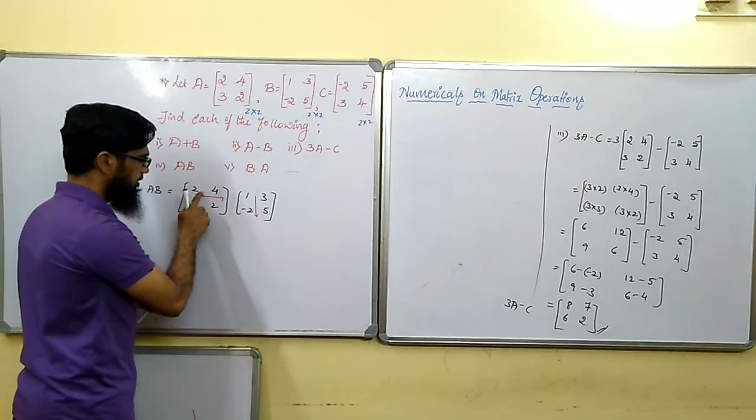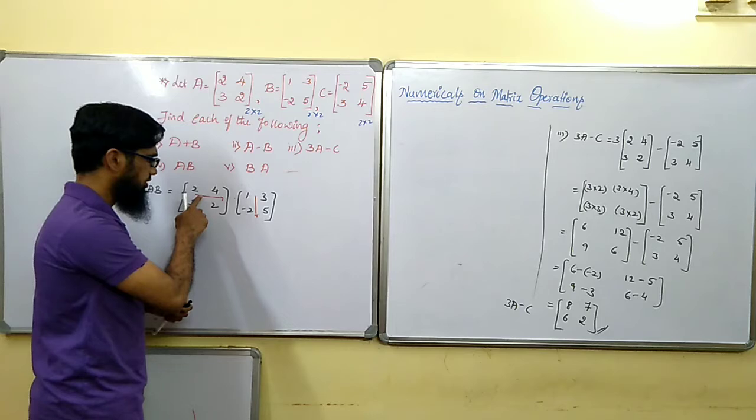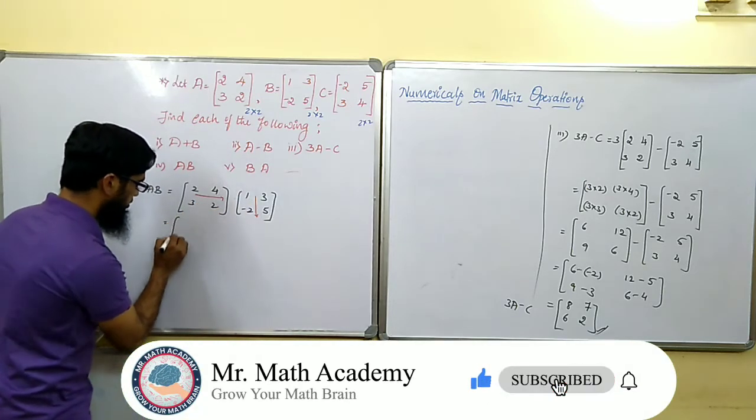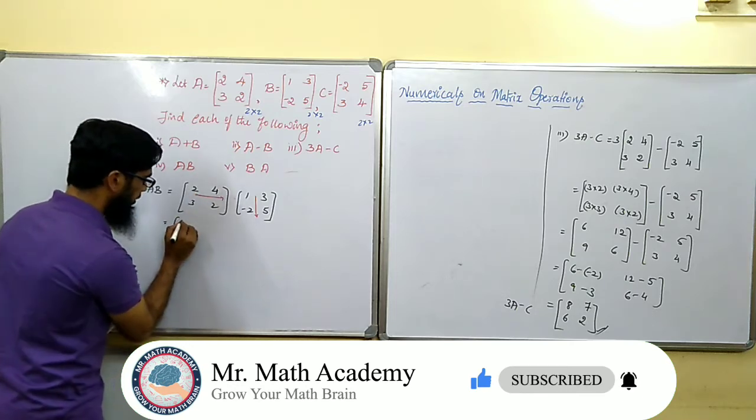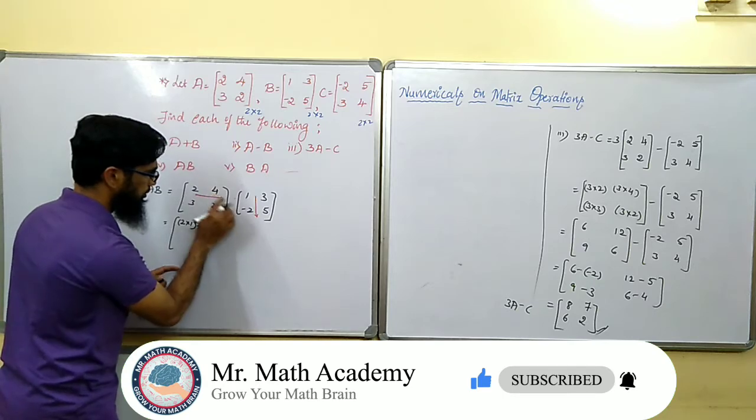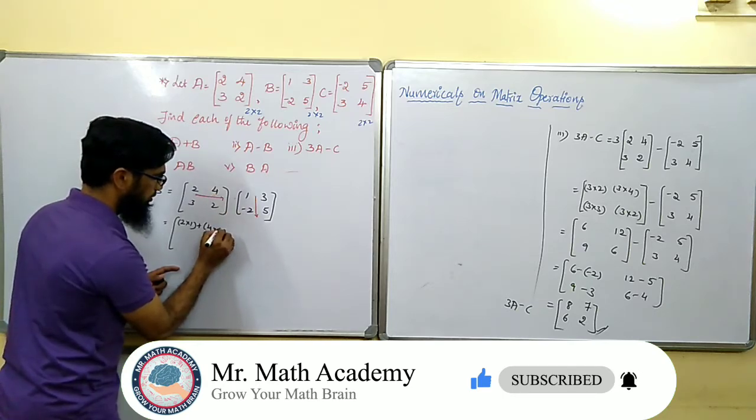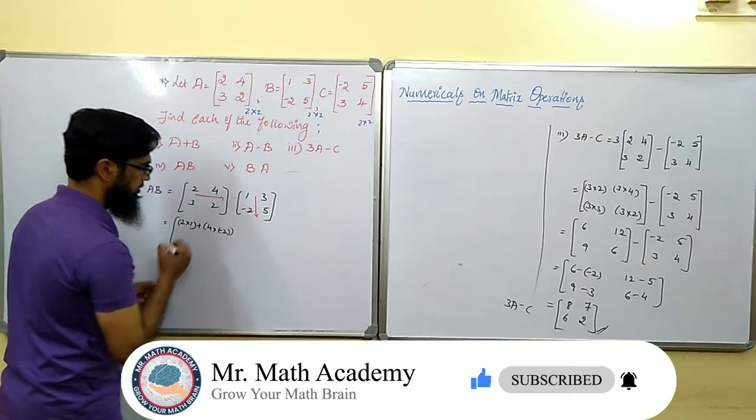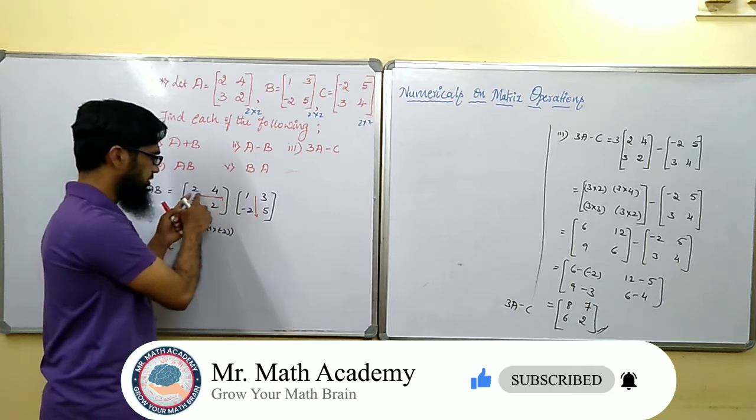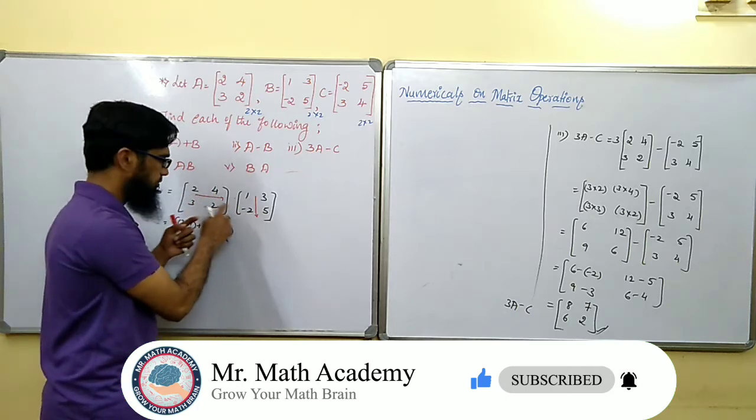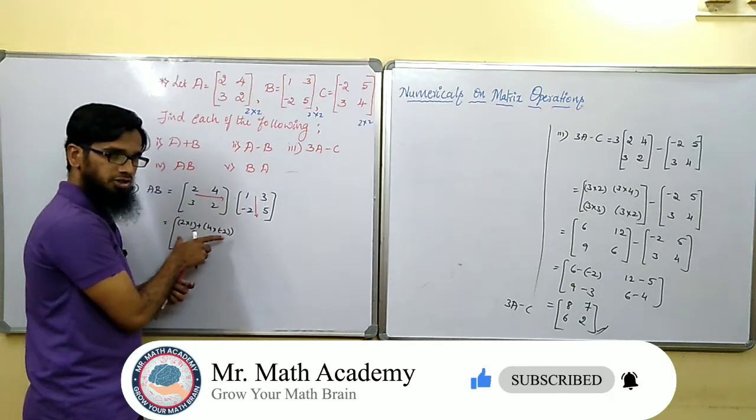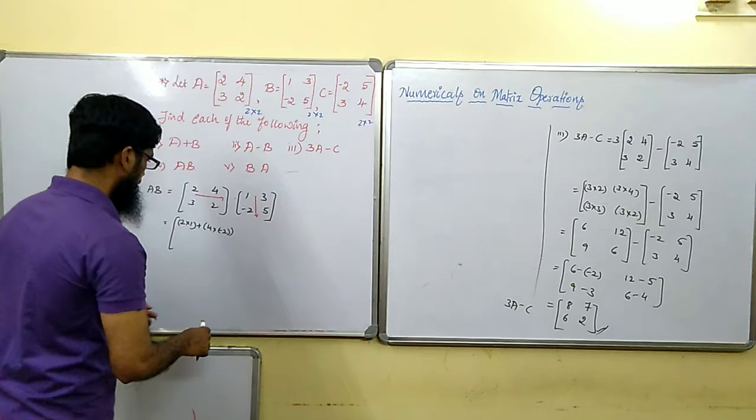I'll take the first row elements of A with the first column of matrix B. So I'll take 2 into 1 plus, I'll multiply this 4 with -2. I hope you are getting this one. The 2 into 1 is the first part, and again this 4 with minus 2. Just take a row and multiply with the column, and that becomes the first element of the matrix.